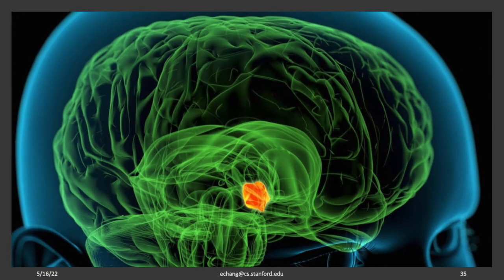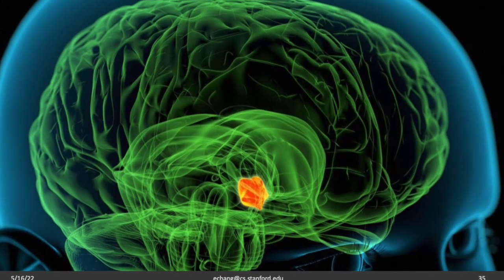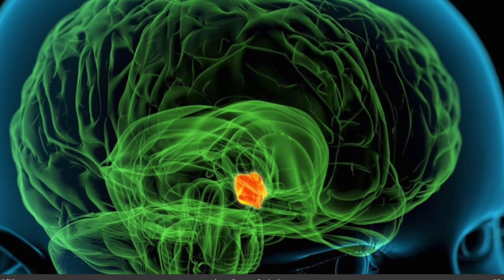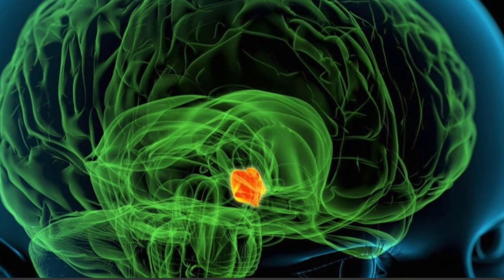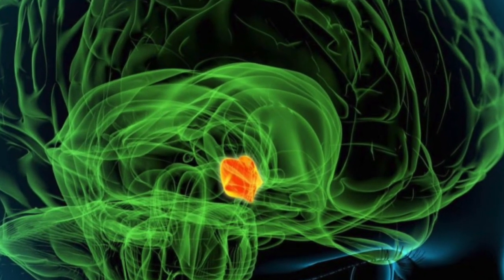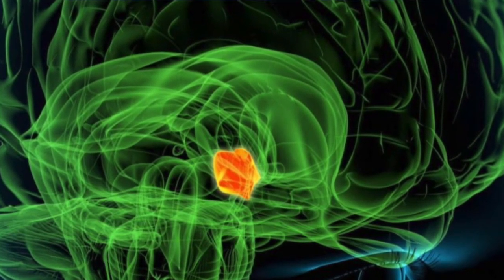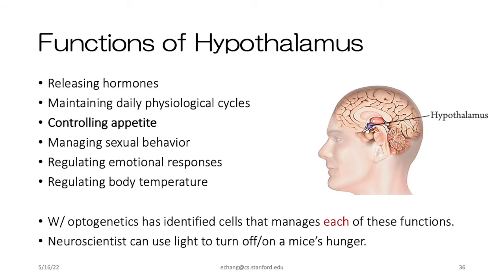In the middle of our brain, there's a structure called the hypothalamus, which manages our survival functions. If you look at the picture on the screen, it's an orange structure buried in the middle. The functions it manages include releasing hormones, maintaining our daily physiological cycles, and controlling our appetite, including thirst, hunger, and also managing our sleep. It also manages our sexual behavior, emotional responses, and body temperature. Again, all these are basic survival functions.